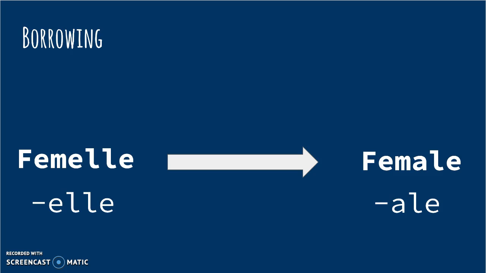Another example of a word that English borrowed from Old French is female. The word for woman in Old French is femelle, which is similar to female in our modern English today. You can see how over time the elle suffix can transform into the ale suffix. Once again, except for the ending of the two words, they are almost the same word.